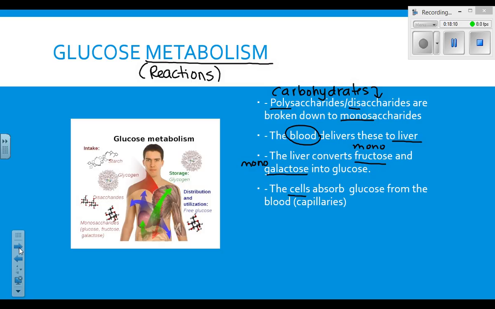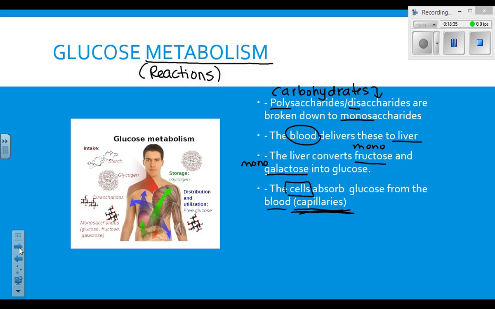And then your cells absorb glucose from your blood, specifically tiny little blood vessels called capillaries. When you have a bruise, your capillaries are broken. That's what you can see. A bruise is a bunch of little broken blood vessels, and it's capillaries. They're really thin, and that's why they're good at transferring things into your cells.